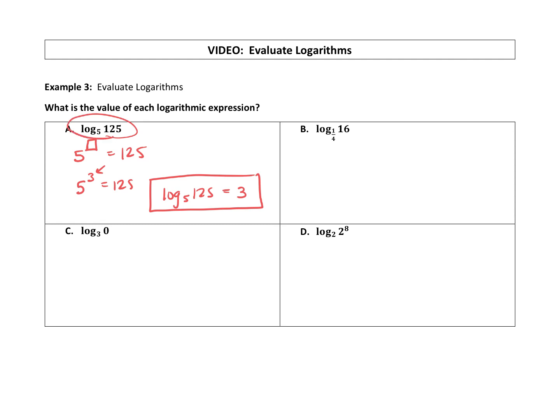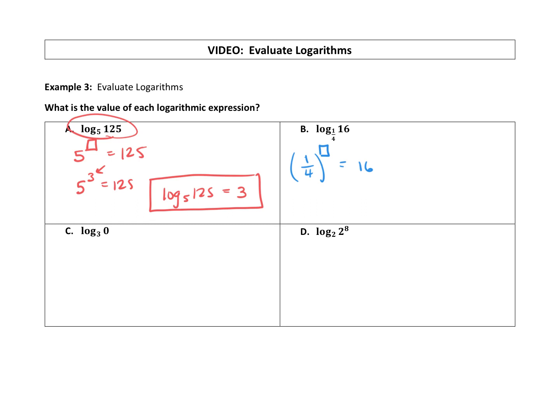Okay, next one, let's go ahead and put it into exponent form. Our base is 1/4, so 1/4 raised to some power is equal to 16. All right, so 1/4 raised to what power is 16? Now, if we're raising 1/4 to positive exponents, that means we're multiplying 1/4 times 1/4 times 1/4. We would get like 1/16.